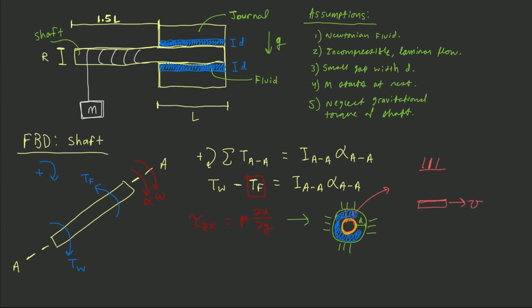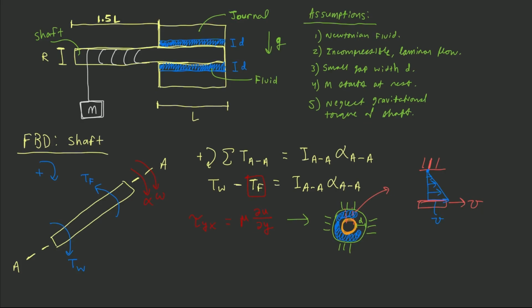And we know that due to the no-slip condition, our fluid has 0 velocity at the journal, and a velocity big U at the shaft. So that's velocity big U. And then it decreases linearly to 0 at the journal. And we know that this velocity profile is linear because we're using the small gap width assumption, assumption 3. Okay, so the next question is, what is big U? What is this velocity big U?